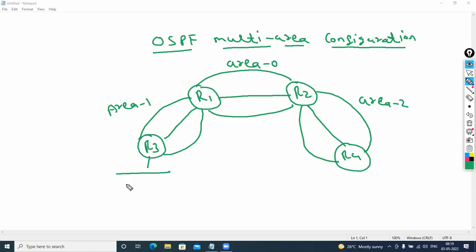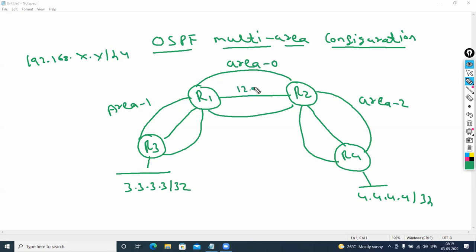So let us consider we have a loopback /32 on each. So the network will be 192.168.x.x/24. This is 12.0/24, .1 and .2. This is 13.0/24, .1 and .3. This is 24.0/24. This is .2 and this is .4.